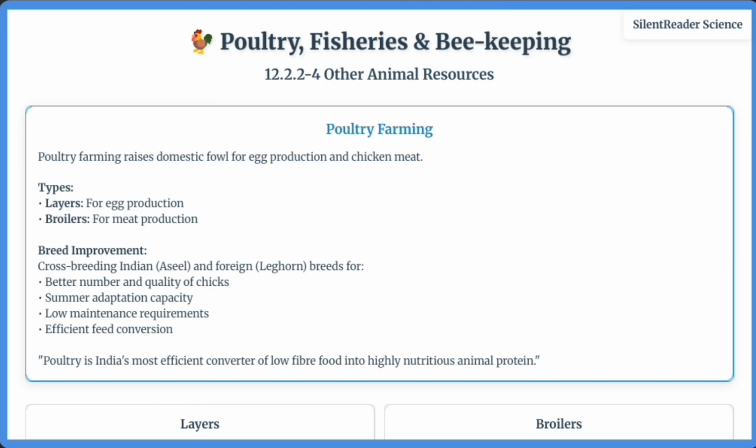As we conclude this chapter, let's remember that sustainable food production requires balancing increased output with environmental protection. We need integrated approaches that combine crops with livestock, use resources efficiently, minimize chemical inputs, and maintain ecological balance.